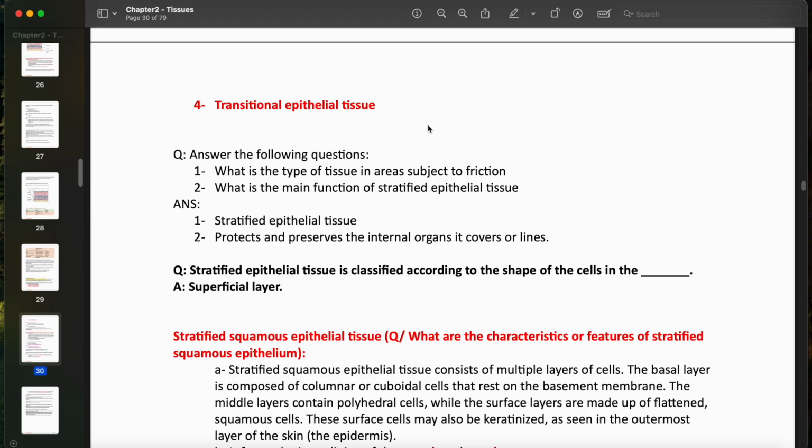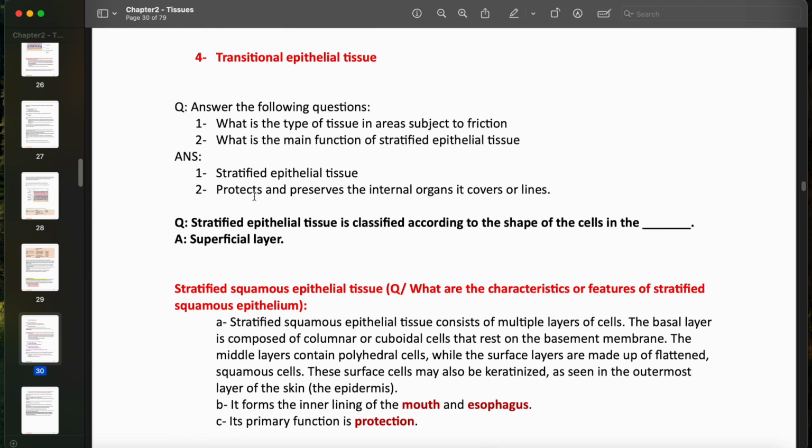Question: answer the following questions. What is the type of tissue in areas subject to friction? It's stratified epithelial tissue. What is the main function of stratified epithelial tissue? As mentioned earlier, it protects and preserves the internal organs it covers or lines. And of course, a very important question, I'm telling you the stratified epithelial tissue is classified according to the shape of the cell in the superficial layer.